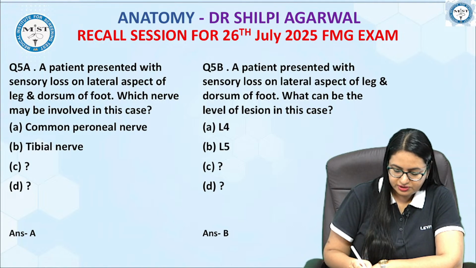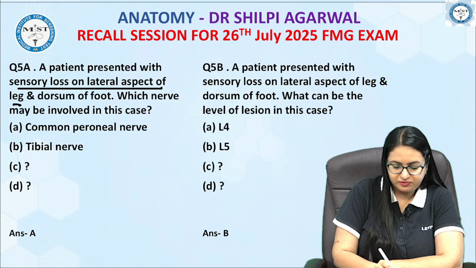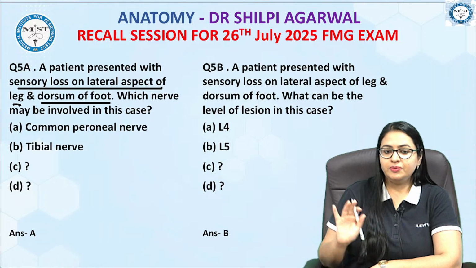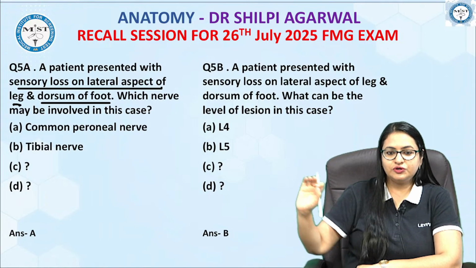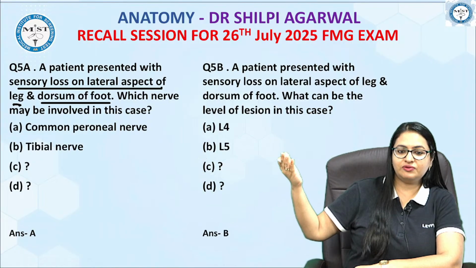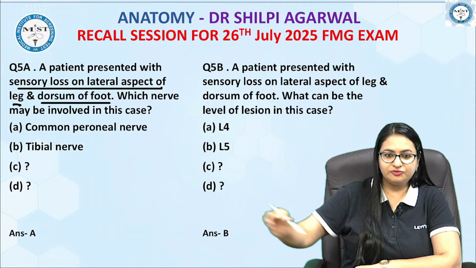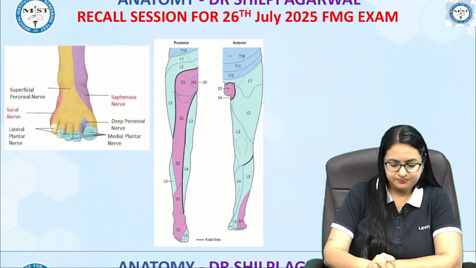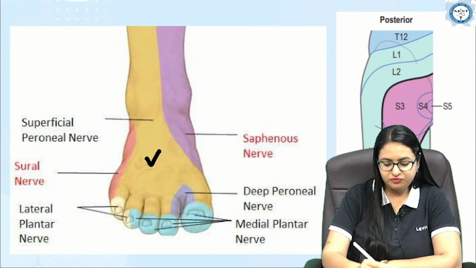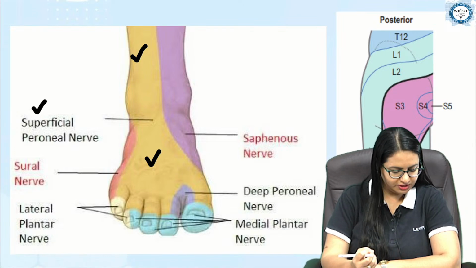The question is, the patient presented with sensory loss of the lateral aspect of the leg and dorsum of the foot. This was given in the question, but the options are not clear. So if they have asked for the nerve, we very well know the sensory supply of the dorsum of the foot and lateral aspect of the leg, the nerve is the superficial peroneal nerve.